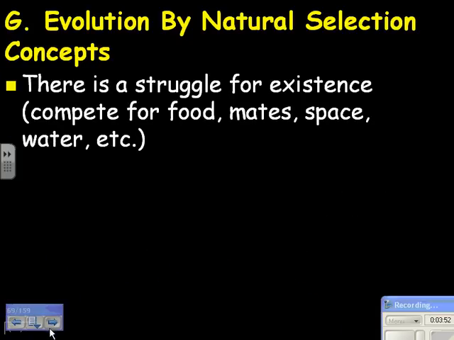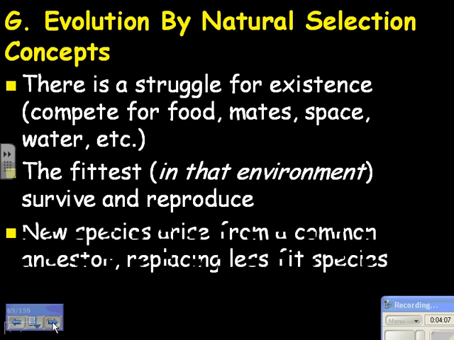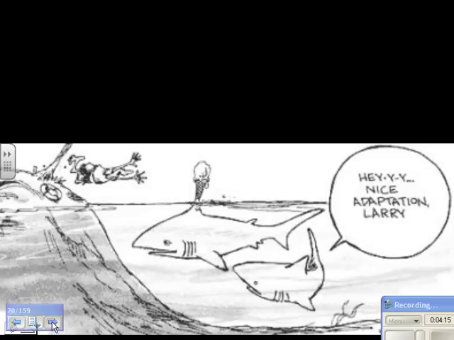Evolution by natural selection concepts. So this is what Darwin said. There's a struggle for existence, whether they're competing for food or for mates or space or water or whatever. The fittest in that environment survive and reproduce. In a different environment, the fittest might be a different group. It's still the fittest that survives. Still the fittest for that environment, yep. New species arise from a common ancestor, replacing less fit species for that environment.